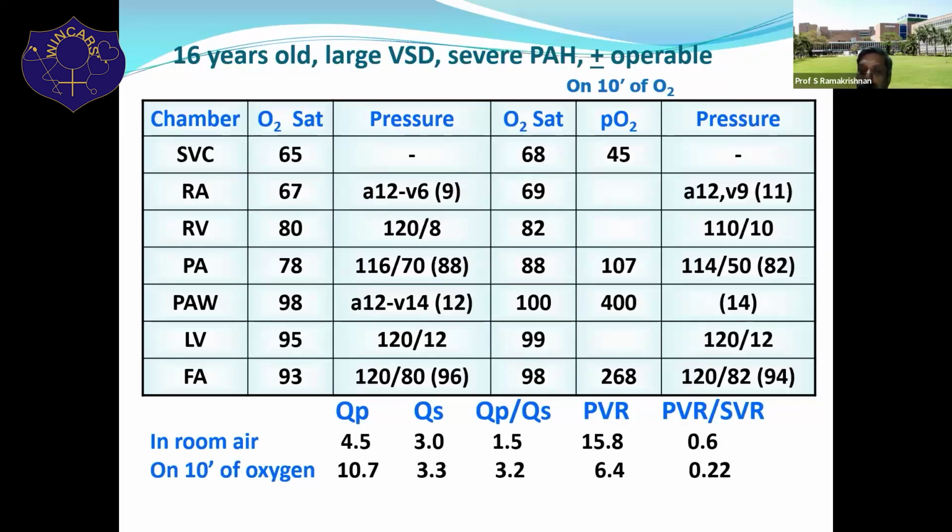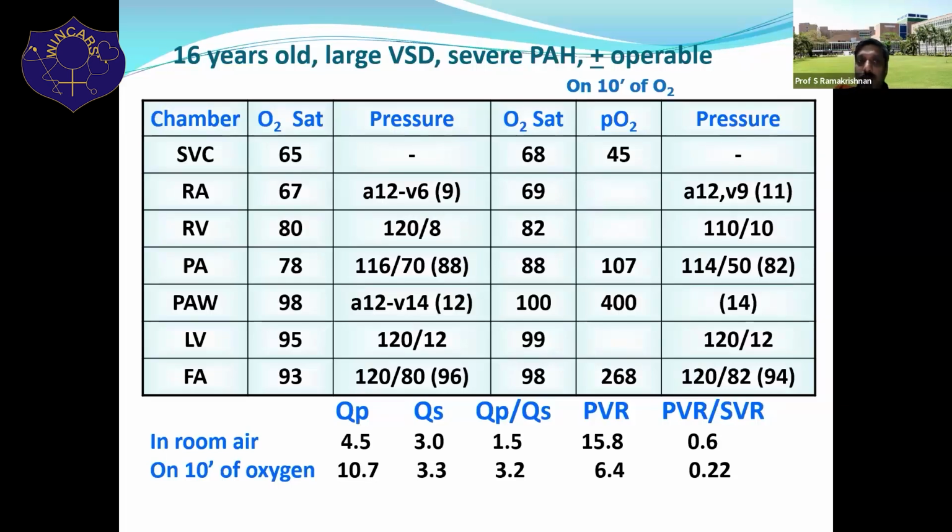Operable, inoperable. So the PVR is 6.4 on oxygen. Why are people who are saying inoperable thinking like that? PVR SVR ratio is 0.22 after oxygen. So when you are thrown a picture like this, what is the most important number in the whole picture? It is the 16-year-old. That is the most important number in the whole slide.